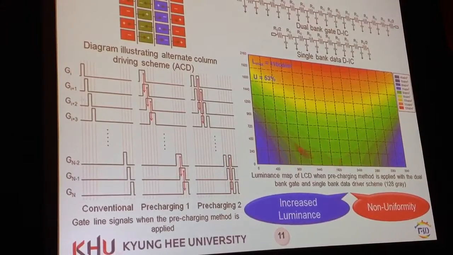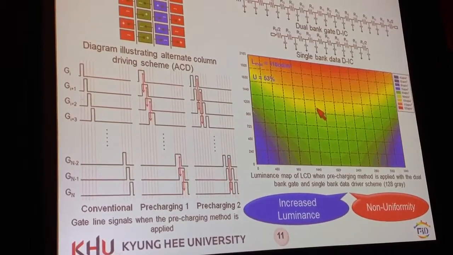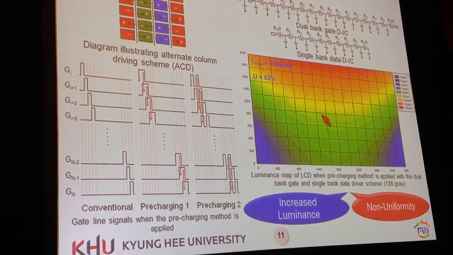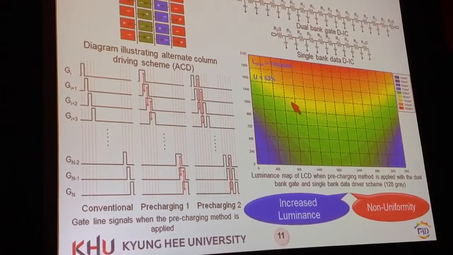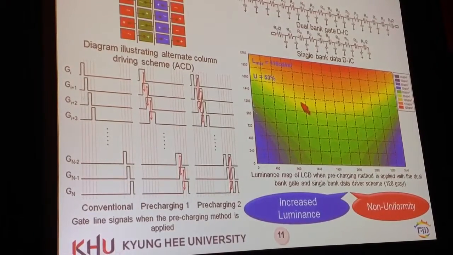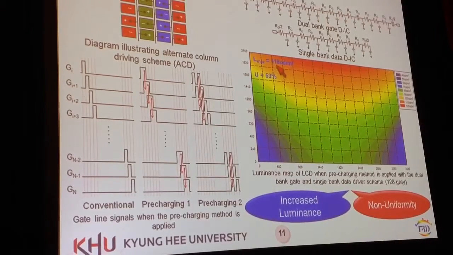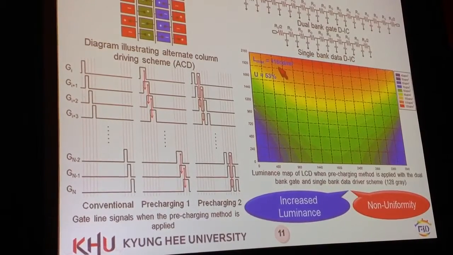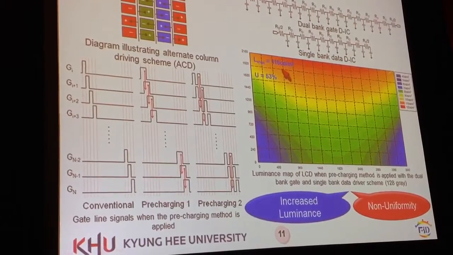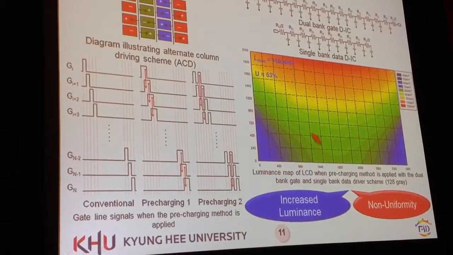And this figure shows the luminance map of SID when the pre-charging method is applied with the dual-bank gate and single-bank data driver scheme. SID displays gray level 128 as well in this case. Now you can see that the maximum luminance is increased by 116 candela per square meter, compared with the conventional single-bank data driver scheme, because of increased charging time. However, as you can see, screen uniformity is even worse.